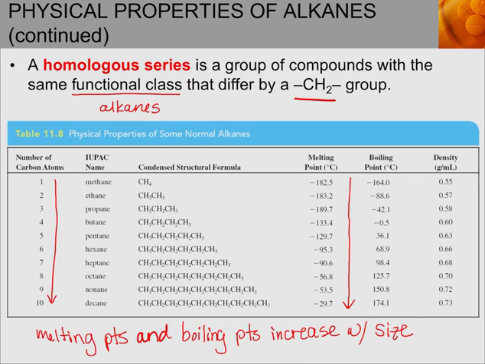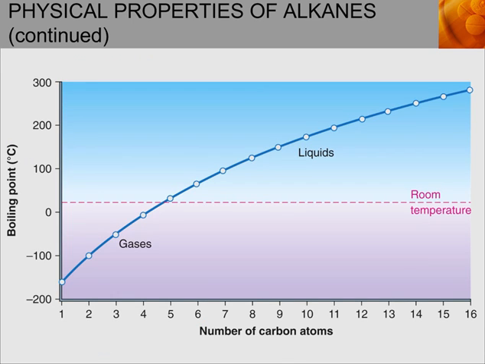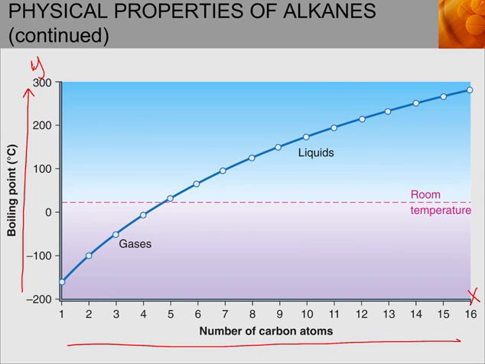Okay, and then we can also see this in the graph shown here. On the y-axis, we have boiling point, which is increasing, going up. And on the x-axis, we have the number of carbon atoms, which is increasing, going to the right. Methane with 1 carbon atom is down at the bottom here, and it's a gas, and its boiling point is really, really low because, again, 2 methane molecules won't have very much attraction to each other, so it's going to be really easy to break those apart, right?